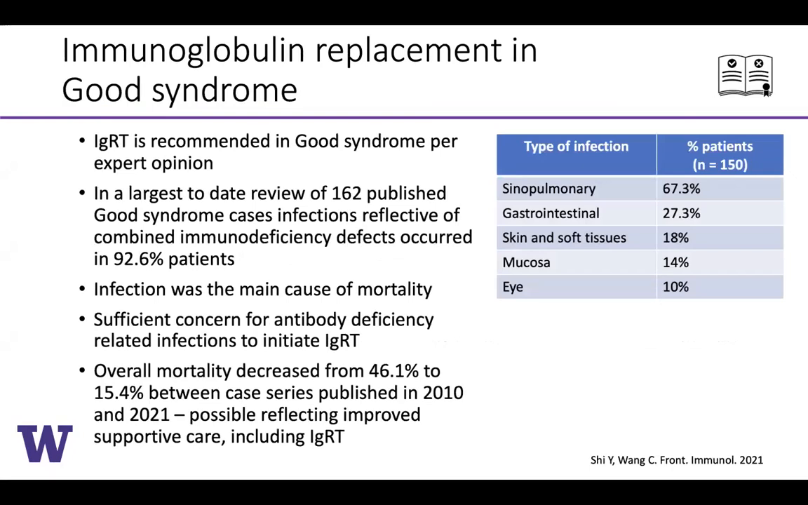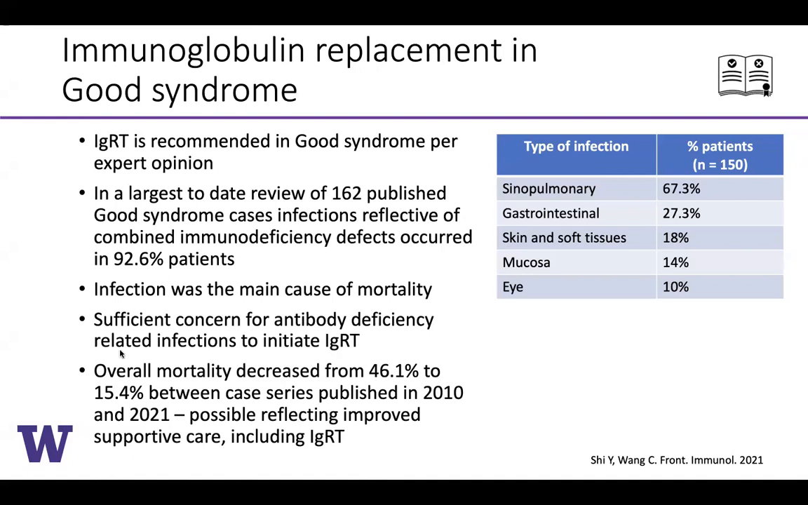In terms of Good syndrome, this actually was not part of the Quad AI guidelines. I just want to bring it up. It's a rare condition, but expert opinion actually does recommend using immunoglobulin replacement therapy for those patients. The reason being they get severe infections, and most of them get them.